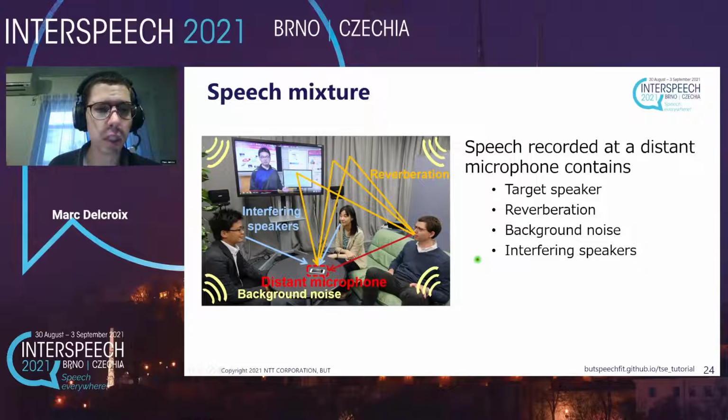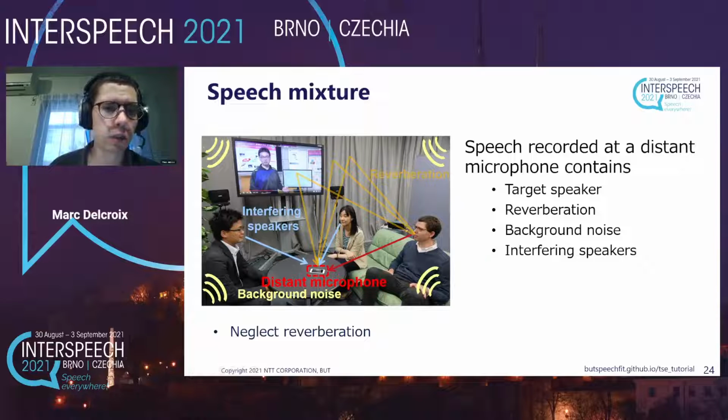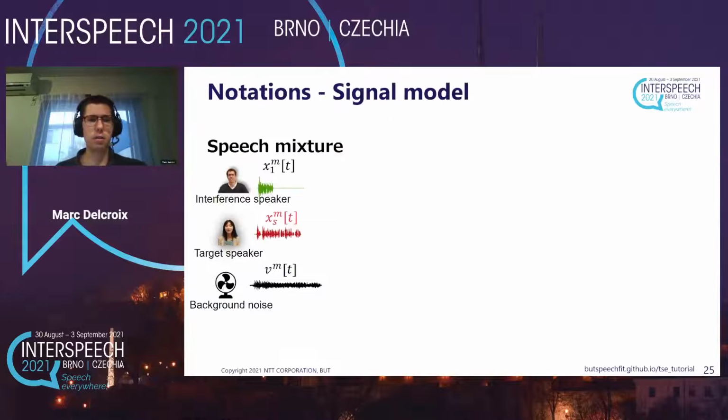But in this presentation, in this tutorial, we neglect the contribution of reverberation. Actually, some of the methods can deal with reverberation, but we don't target the reverberation explicitly. So we will neglect it. So as we just mentioned here, the observed signal will consist of a mixture of target speaker in the middle here, interference speakers, and background noise.